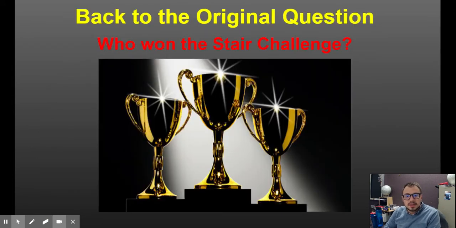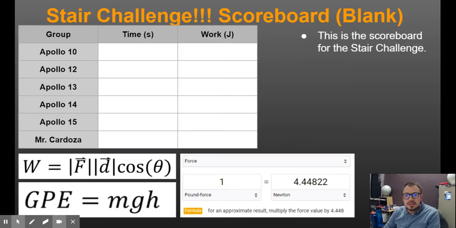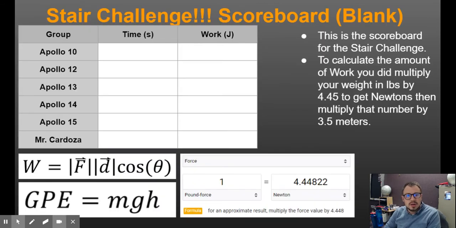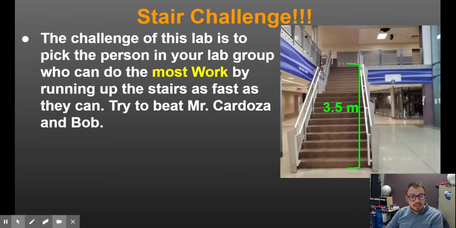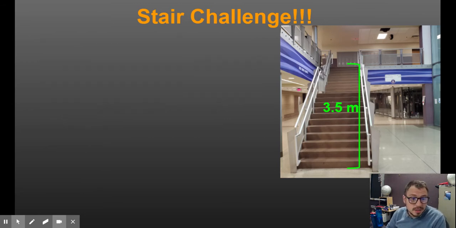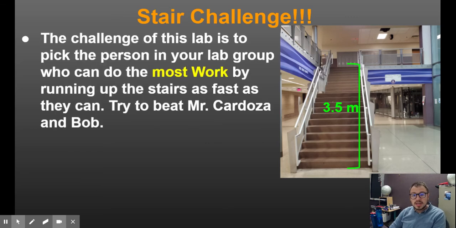Now, let's get back to the original question. Who won that stair challenge? You'll notice that this was the template that I had. To calculate the amount of work you did, multiply your weight in pounds by 4.45 to get newtons, then multiply that number by 3.5 meters, because remember, gravity is a conservative force. It's path independent. We didn't need time; there's no time in that equation. If you're applying a larger force, your weight, up that same distance, you're going to do more work, because that was the challenge. That's why I was carrying more weight. I said I was giving myself a handicap, but in reality, I was giving myself an advantage.